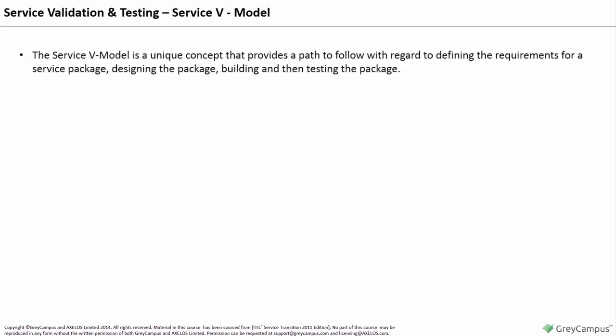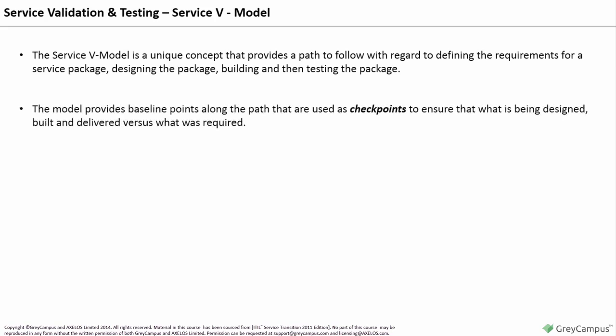Service validation and testing. Service V model. The Service V model is a unique concept that provides a path to follow with regards to defining the requirements for a service package, designing the package, building and then testing the package. The model provides baseline points along the path that are used as checkpoints to ensure that what is being designed, built and delivered matches what was required.